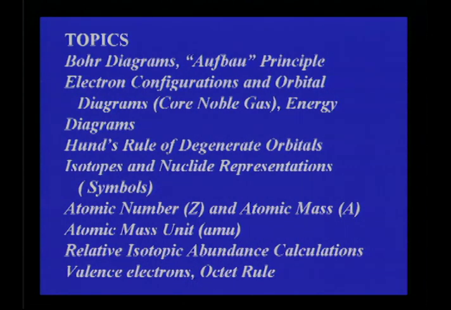The atomic mass unit, the AMU, that is the unit when we compare relative masses of the elements to a certain unit, which is the AMU. The relative isotopic abundances and calculations of average masses or percentage distribution of the isotopes in nature of a given element, and the meaning of valence electrons, and the octet rule once again.